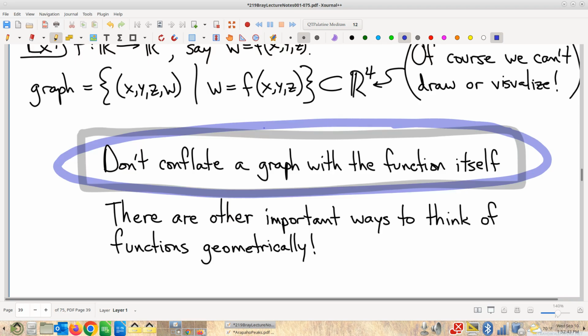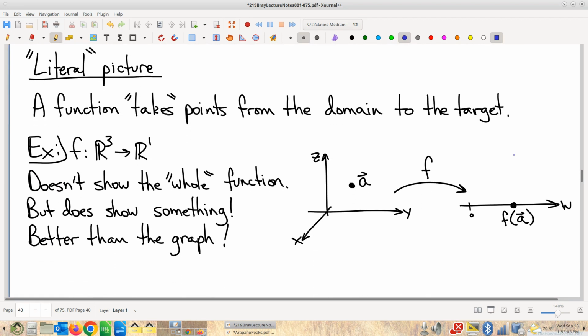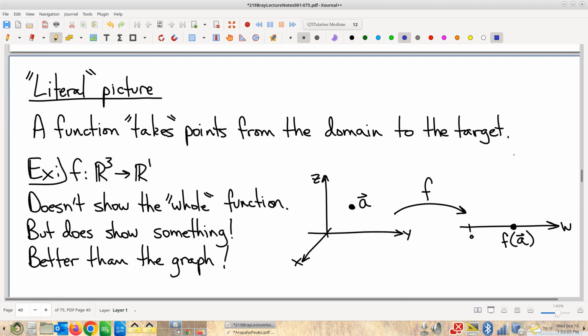So if you are looking at a picture and you want to describe that picture, don't call it a graph unless you are saying that it literally is a graph per this exact construction. Otherwise, it doesn't make any sense. Okay. All right. Let's talk about some other types of pictures.